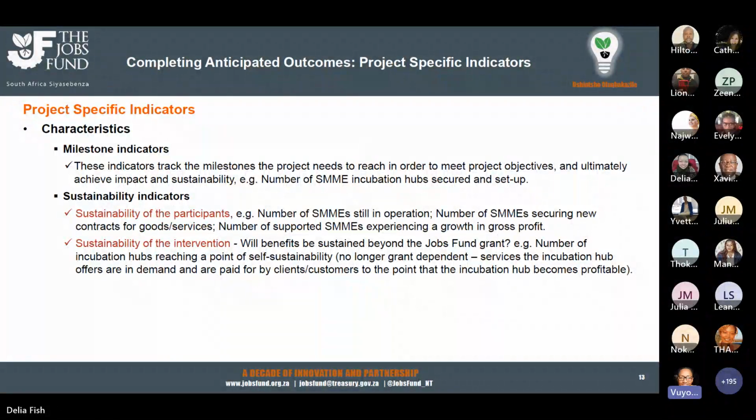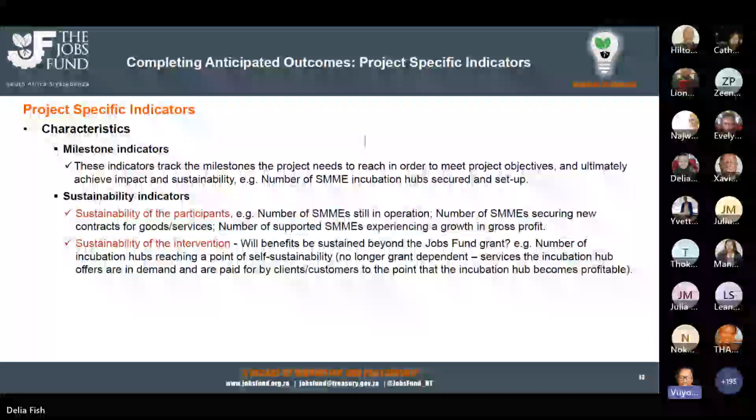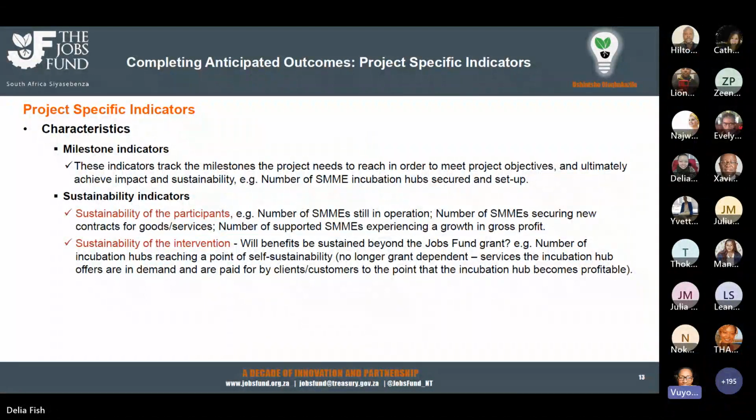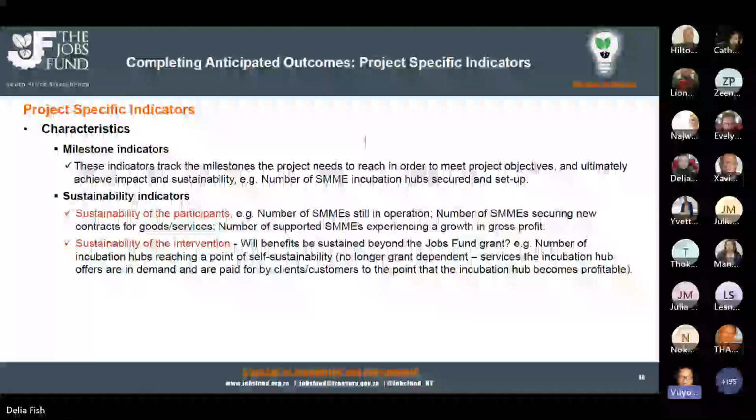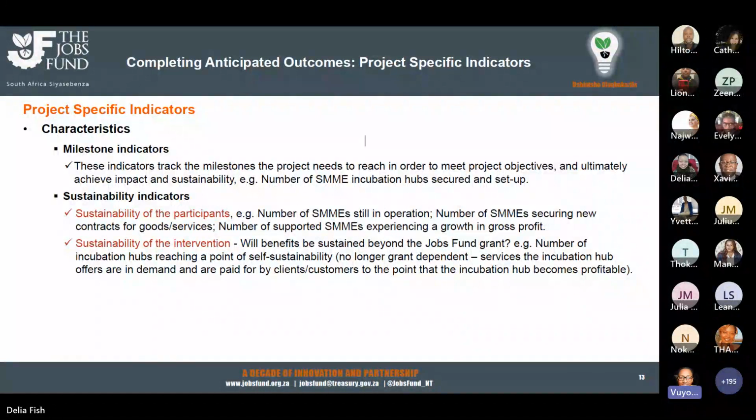These are indicators that applicants will nominate themselves, and they help us to begin to trace the progressive realization of the sustainability of the benefits that draw from the intervention that we are rolling out, or that we plan to roll out. And again, sustainability indicators come in two parts. There's the sustainability of participants. An example of this is the number of SMEs still in operation, or the number of SMEs that are securing new contracts for goods and services.